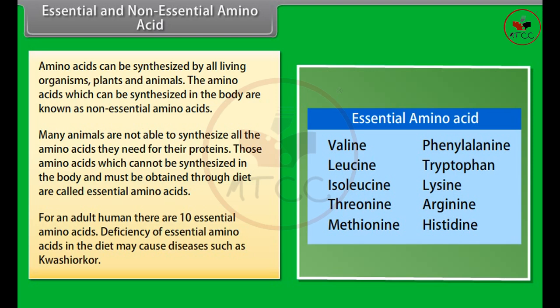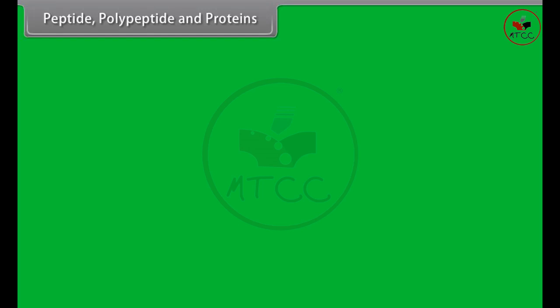Deficiency of essential amino acids in the diet may cause diseases such as kwashiorkor. Peptide, polypeptide, and proteins.